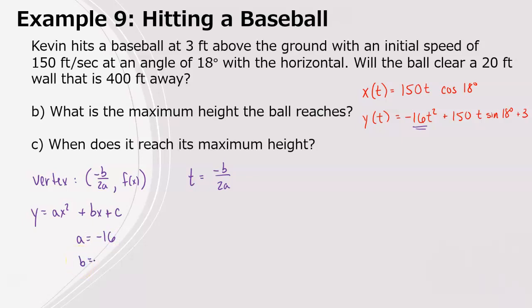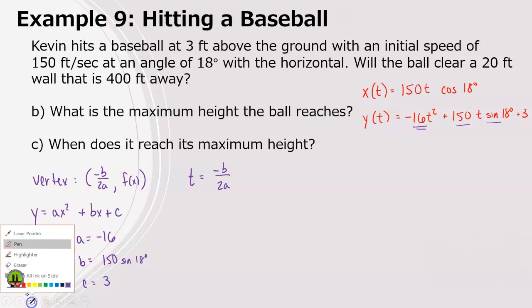I want you to look and see if you can figure out what our b value is going to be. Is it 150? Is it sine of 18 degrees? Is it both? Well, if you said that it's both, you are correct. So it's not just 150, it is the entire piece. Remember, the b value is the coefficient for that middle variable, and the coefficient would be 150 times the sine of 18 degrees. Now we don't need to use c in this part of the problem, but c would be 3.